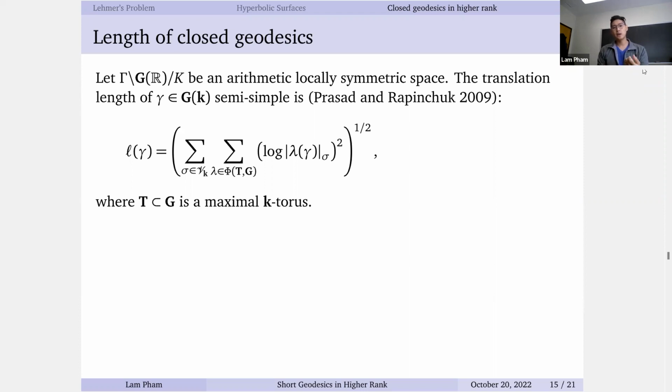So the data that it involves is as follows, and that follows from the work of Prasad and Rapinchuk on weak commensurability of arithmetic locally symmetric spaces. The square of the length is going to be the sum of the squares of log lambda gamma, and lambda gamma is the value taken by a character lambda, lambda being a root in the absolute root system of G. So the maximal torus here, T, is going to be a maximal torus that contains gamma.